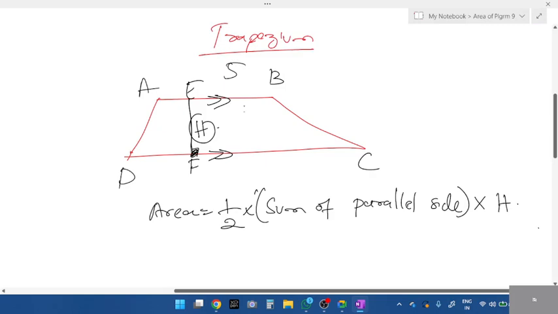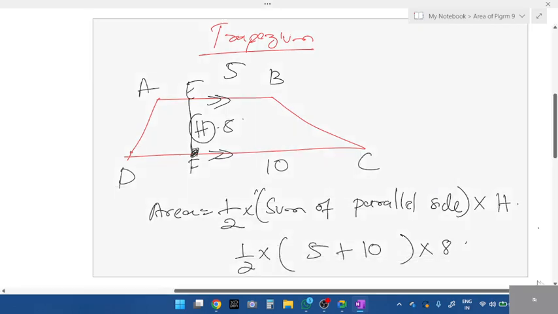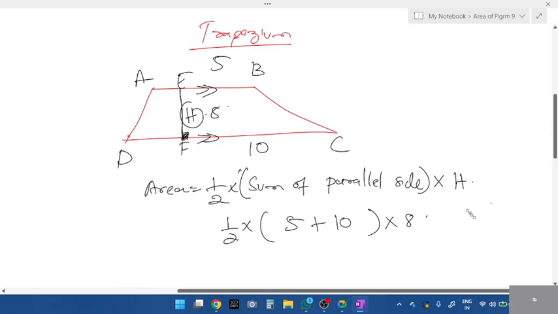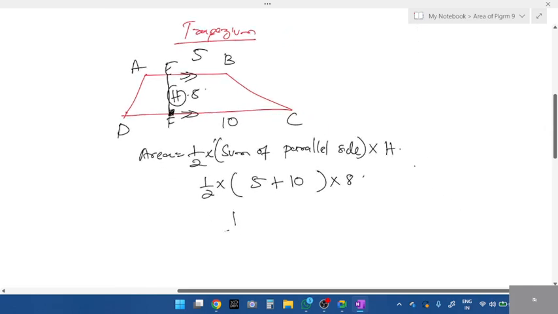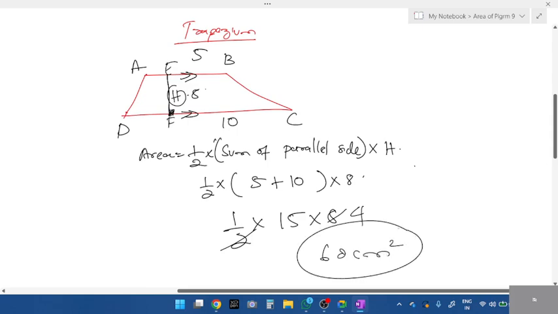If AB is 5 centimeter, DC is 10 centimeter, height is 8. How do you solve this question, students? Half into sum of parallel sides. Which two sides I have to add? 5 plus 10 into the height between them, 8. All of you understood the trapezium formula? 5 plus 10 is 15 into 8. 2 ones are 2, 2 fours are 4, 4 fives are 60 centimeter square is the answer.